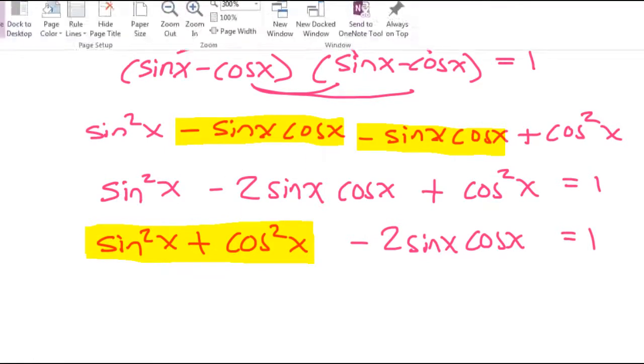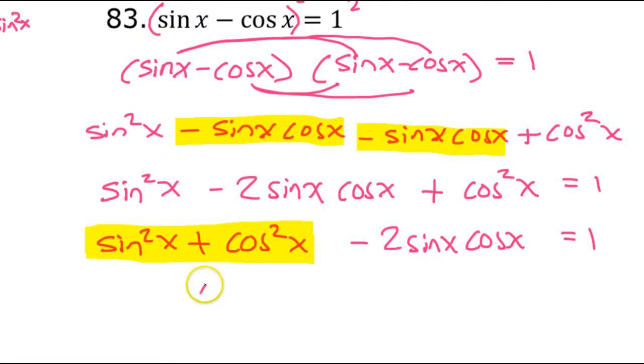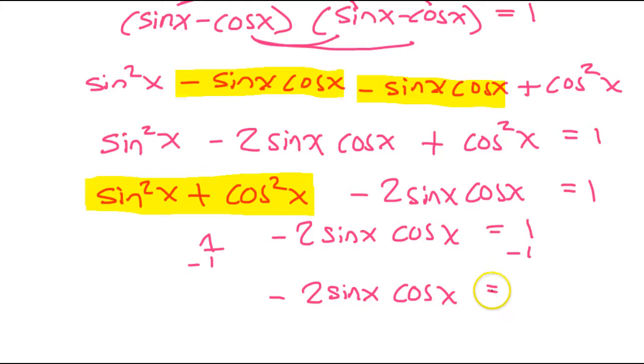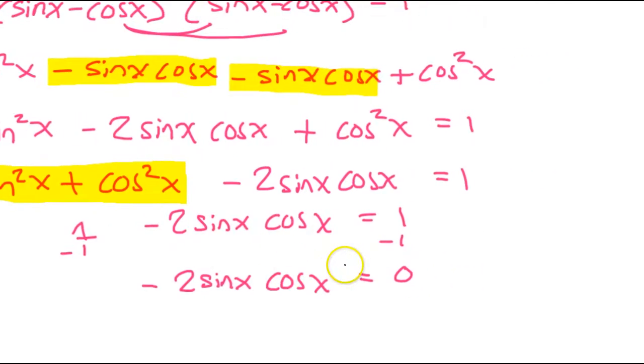So I'm going to just replace all this with the number 1. So now I have 1 minus 2 sine x cosine x is equal to 1. Now if I subtract 1 from both sides, that's going to give me negative 2 sine x cosine x is equal to 0. All right, so this is great. So now I can use my zero product property and just set these two factors equal to 0.